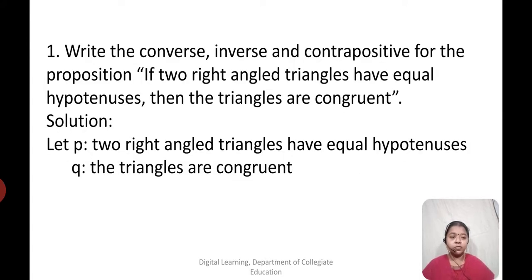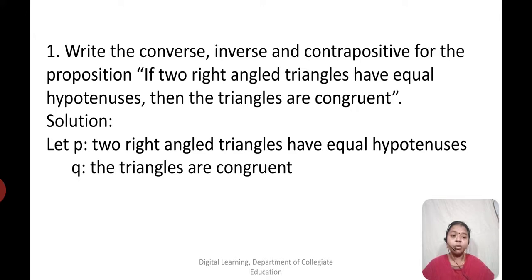Now let me finish the class by considering an example. We will be given a statement, and for this we will be writing the converse, inverse and contrapositive. So the problem says: write the converse, inverse and contrapositive for the proposition, if two right angle triangles have equal hypotenuse, then the triangles are congruent. Here there are two propositions. The logical connective used is if-then. The first proposition is taken as P, the second proposition is taken as Q.